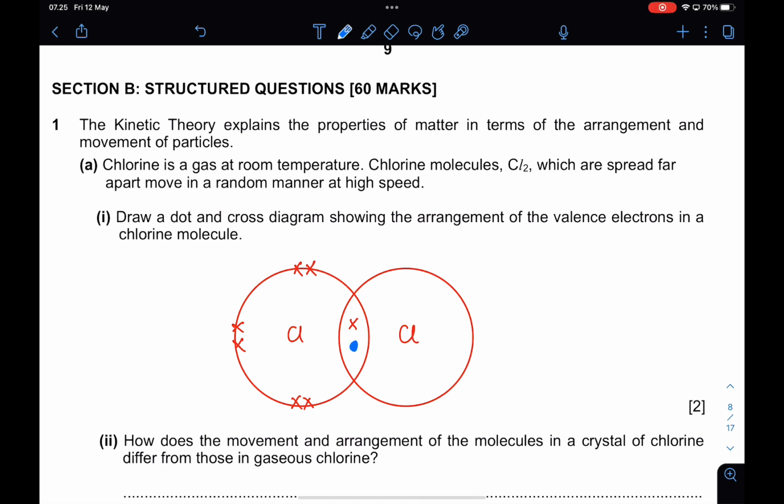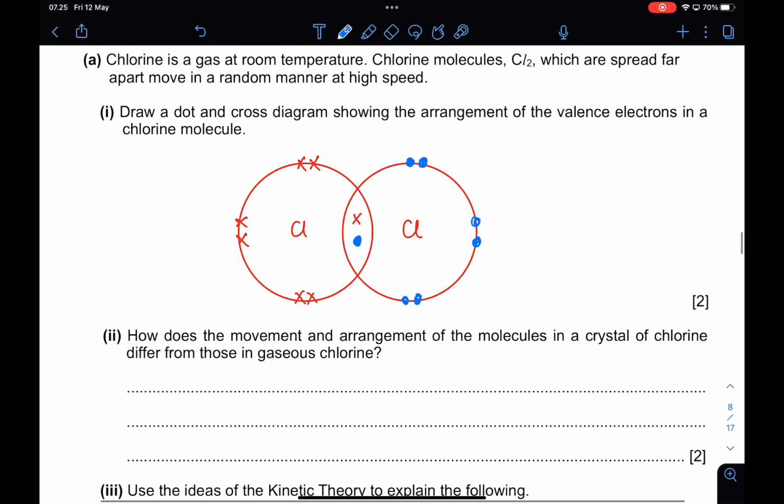The next is going to be the other one. This chlorine also must be willing to share, so a dot, and then you will have 6 more electrons over here. Now if we look at it, each of these chlorine atoms is going to have 8 electrons, and the other chlorine atom also has 8 electrons. So this is how you draw the dot and cross diagram for a chlorine molecule.